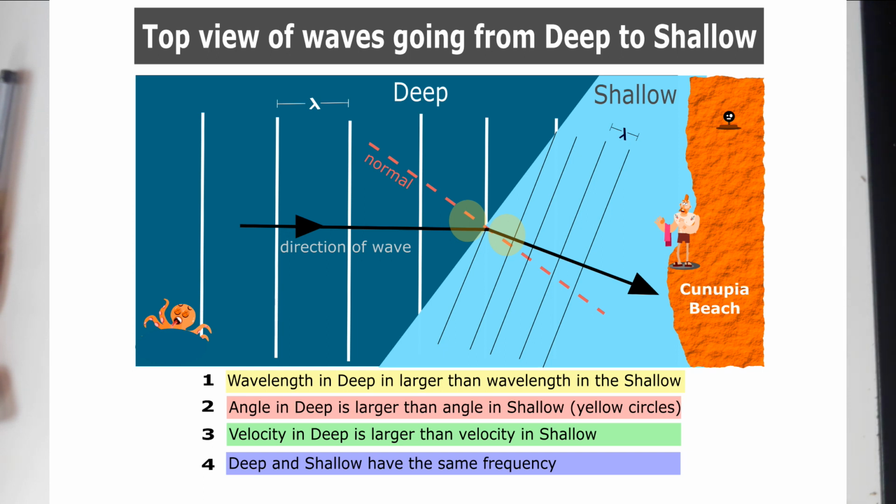Right. Now, point 3, you already know, but I'm going to say it again. The velocity in the deep region is larger than the velocity in the shallow region. So that means in the deep, the waves move faster. In the shallow region, the waves move slower. Right, and as already mentioned in point 4, in both regions, whether it's deep or shallow, the only thing that remains the same is the frequency. Velocity will change, wavelength will change, even the angles will change. But the only thing that you can count on that will remain the same is the frequency in both regions.